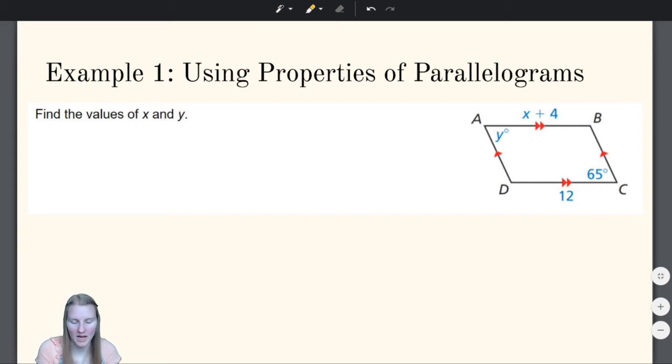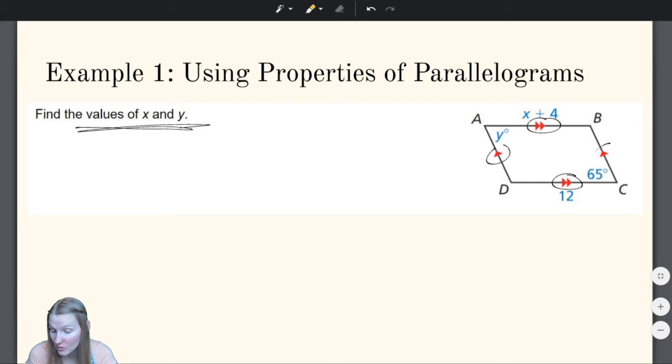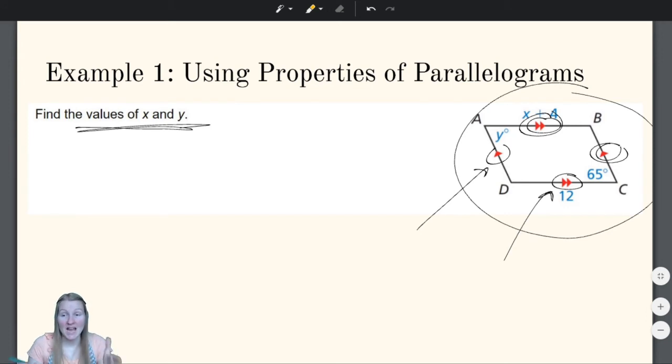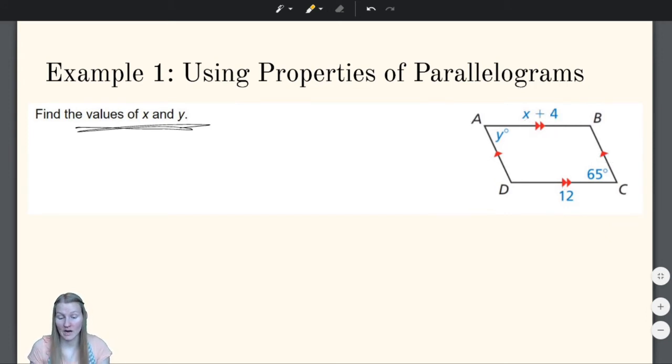So our first example asks us to find the values of x and y. Now, notice that I have these red arrows here. This is important. This tells me that I have a parallelogram. They could say quadrilateral ABCD is a parallelogram, or they can give us these red arrows. Both of those things tell us this is a parallelogram. And it's important that we know that because I can't use the properties of parallelograms unless I'm working with a parallelogram.